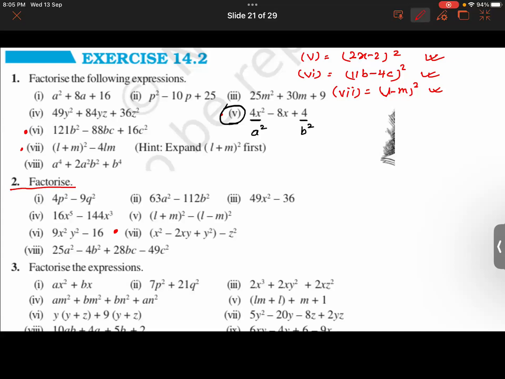This one is very interesting. Question number 7. In this question, I'm giving you a hint. You will be using two identities. In most of the questions, you have to use only one identity, while in some questions, you will have to use two identities. All right. Okay, solve it.